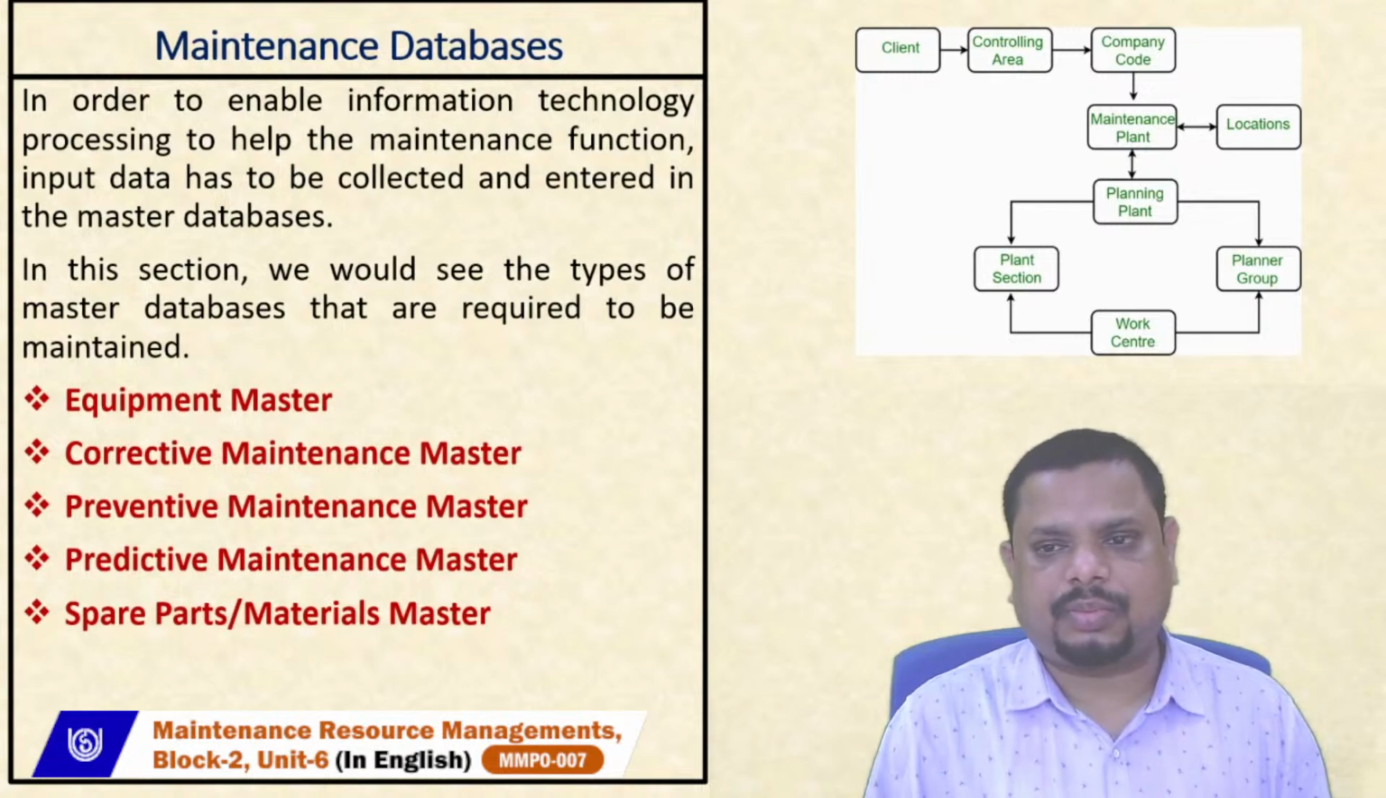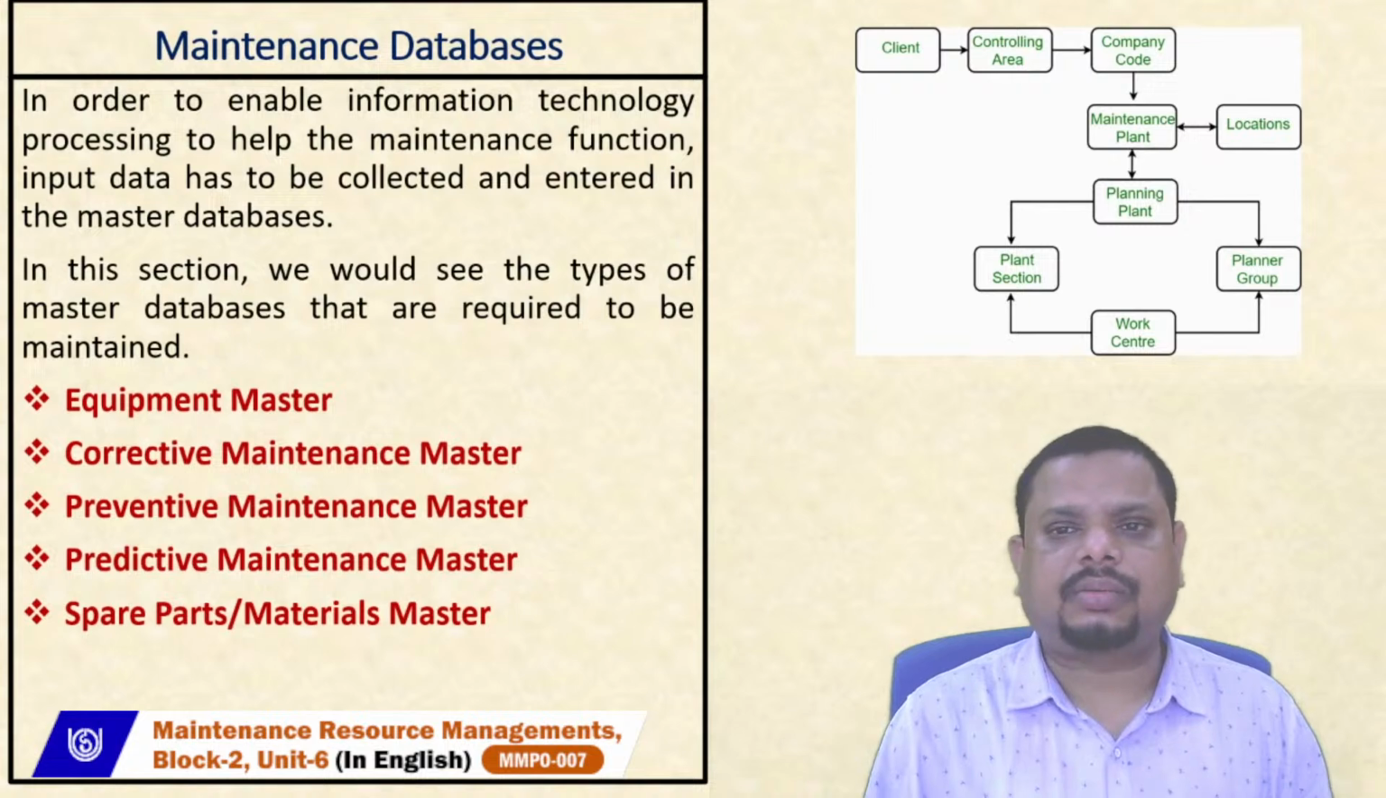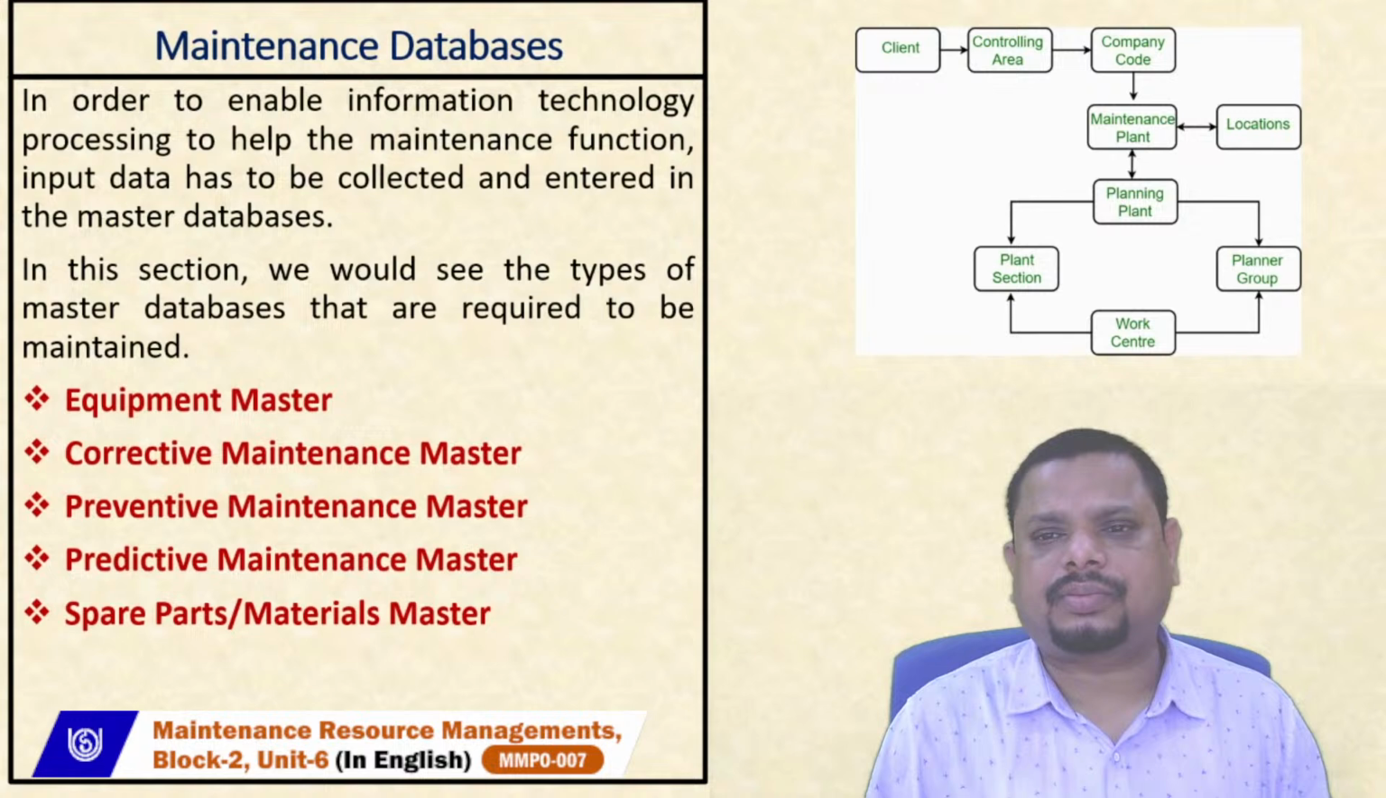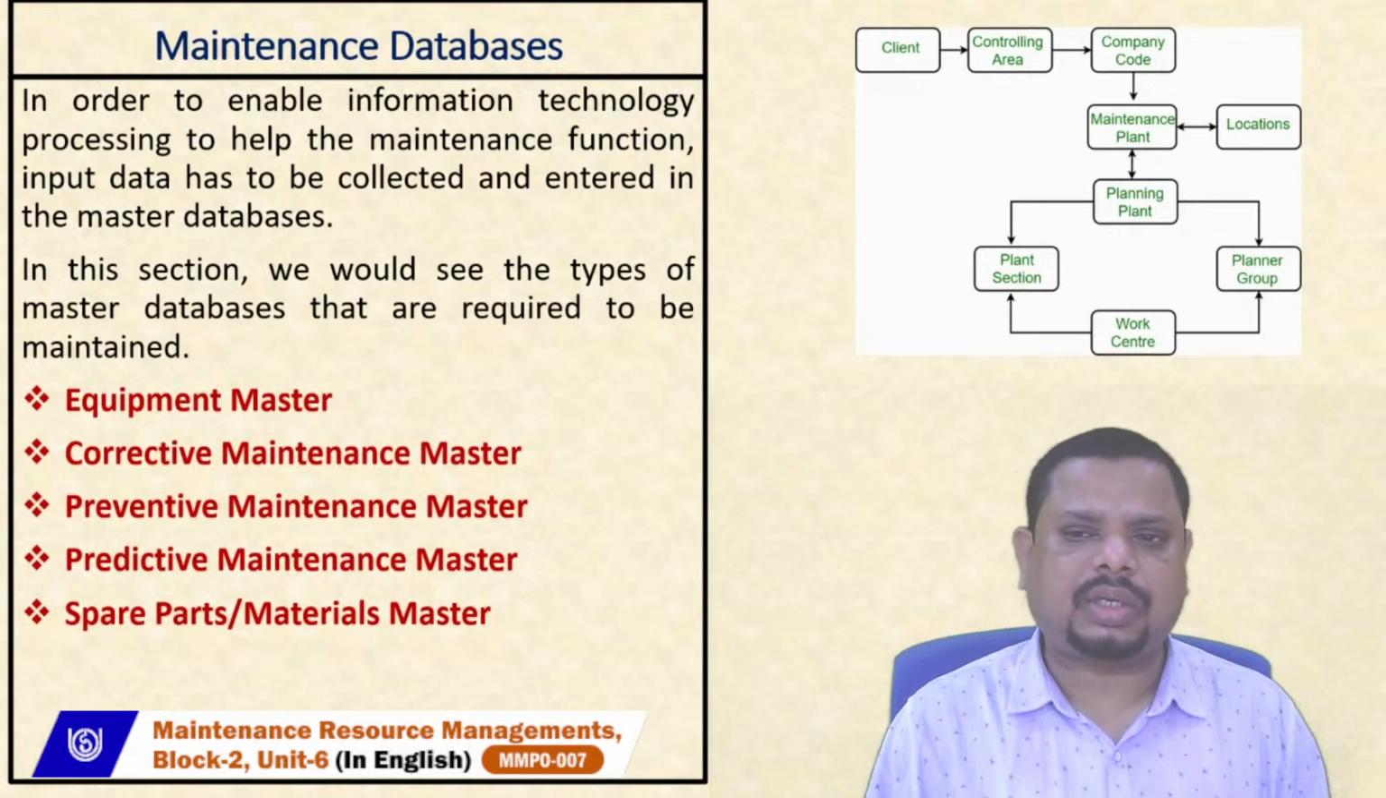If you observe this block diagram, starting from the client, the client means the internal departments and the control area, for example boilers or any kind of machines. They directly access the company codes, and the company code goes to the maintenance plant. The maintenance plant goes to the locations and implements the planning plant. The planning plant has two aspects, plant section and planner groups. And finally they go to the work centers.